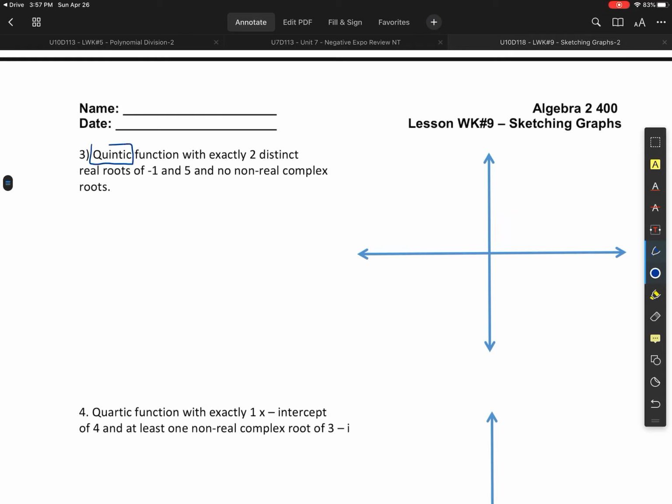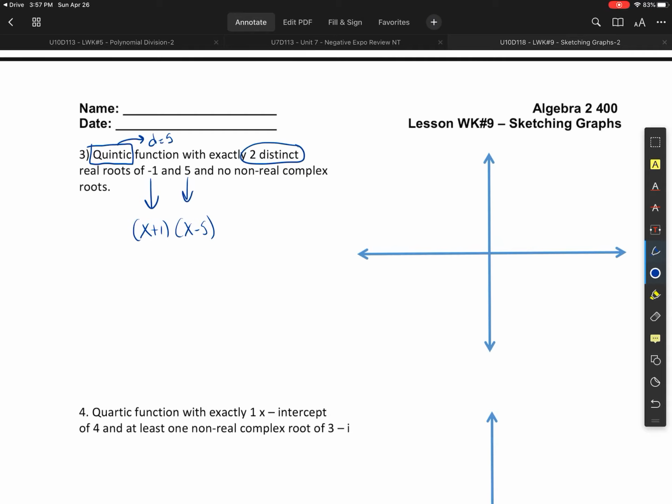Alright, what do we got here? Quintic, meaning degree of 5. So we only have 2 roots, and those 2 roots are 1, negative 1, which comes from x plus 1, and 5, which comes from x minus 5.